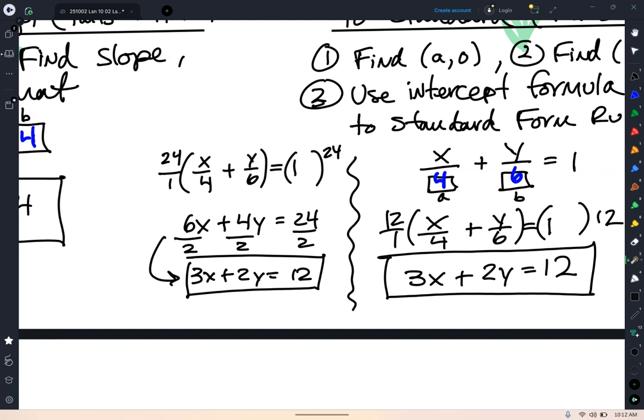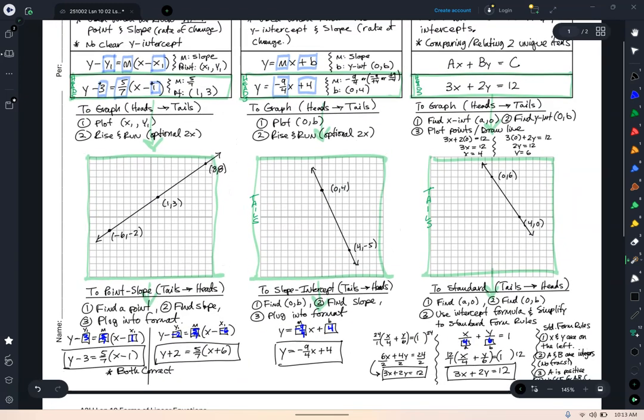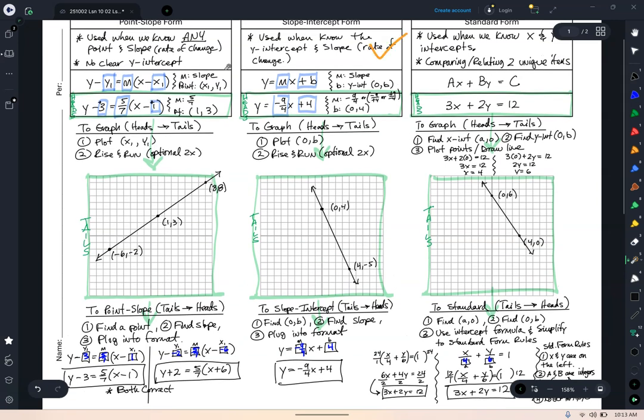Okay, you got it? So now you should be able to go from your equation to a graph or from a graph to an equation in all 3 formats. Again, just to reiterate, I didn't write my tails. Tails. Okay. Hey, listen, real quick, just to summarize: know why each of these applies to certain situations, and then we're going to use them accordingly. And then know how to go from heads to tails and tails to heads in each one.